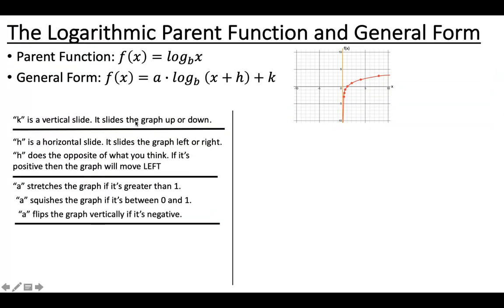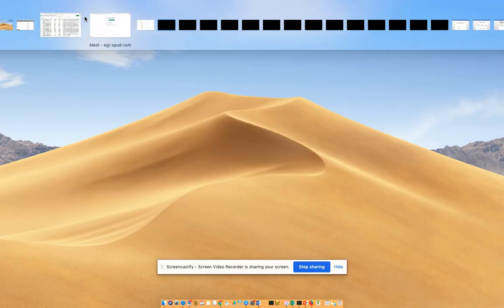So A, if you have a negative number in this A spot, then it's going to flip the graph vertically. It's going to take the top and flip it down to the bottom, and also take the bottom and flip that up to the top. Now we do have one other letter to talk about here, and that's B. What's going on with B?